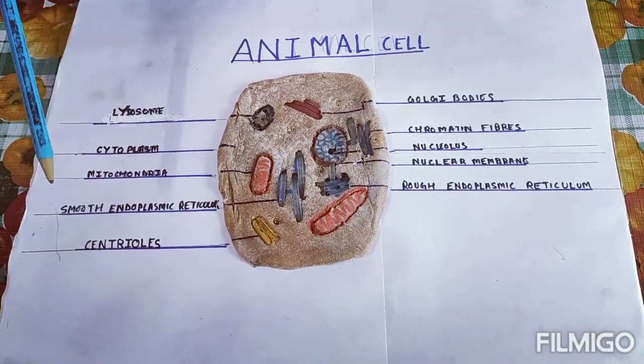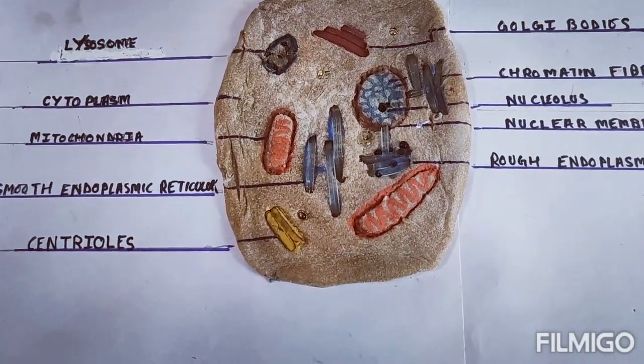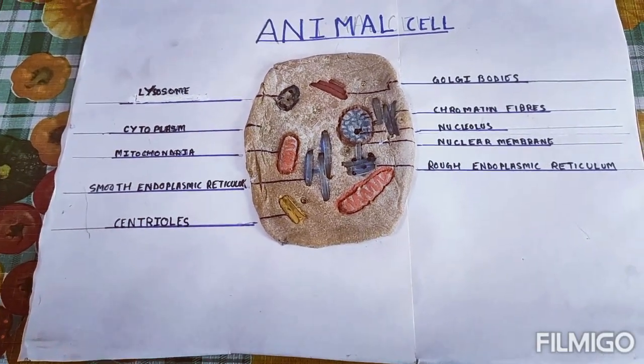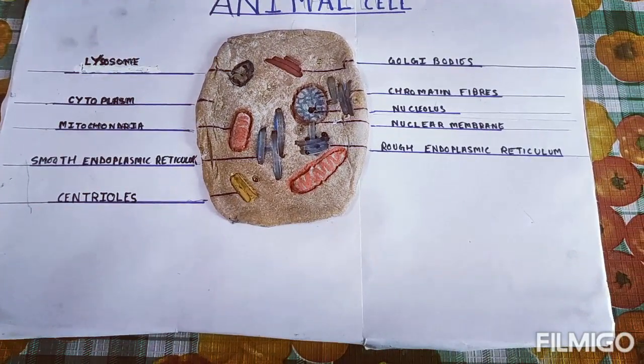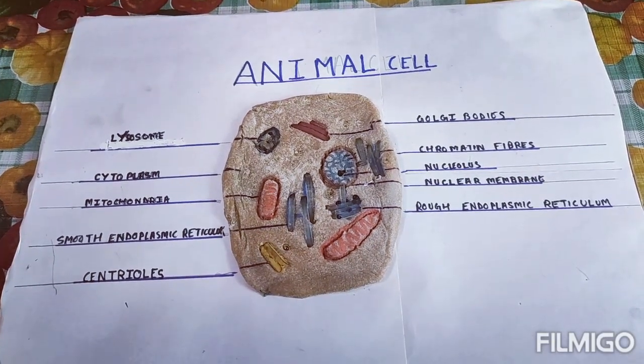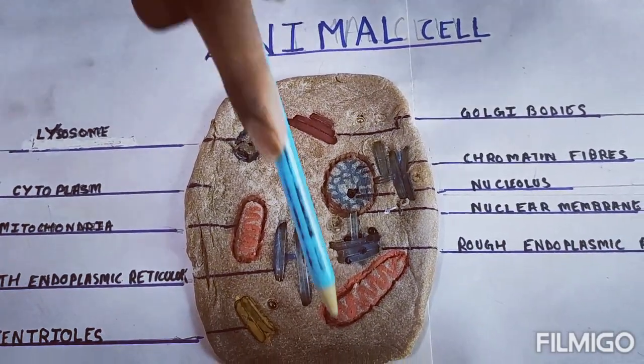Moving on with the next one, we have the centrioles. The centrioles are short bundles of microfilaments attached perpendicularly to each other. Moving on, we have the Golgi bodies. The Golgi bodies form the delivery system of the cell. It secretes enzymes, hormones, and other important secretions, while it also helps in the transportation of material from one part of the cell to another.